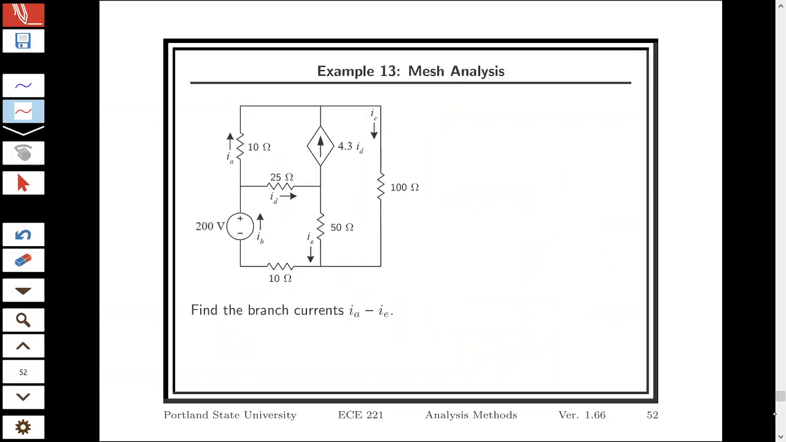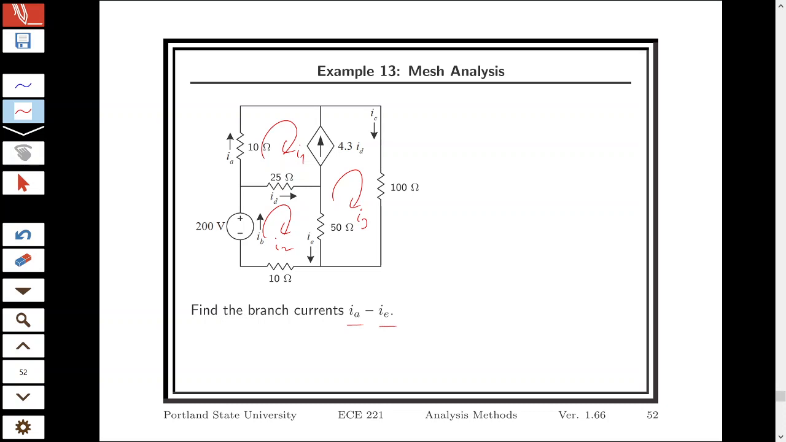Okay, let's move on to example 13. So the variables of interest are IA to IE, which are the branch currents shown on this circuit diagram. So let's solve this using mesh analysis. So let's assign currents I1, I2, and I3, right? Now let's look for super mesh conditions.